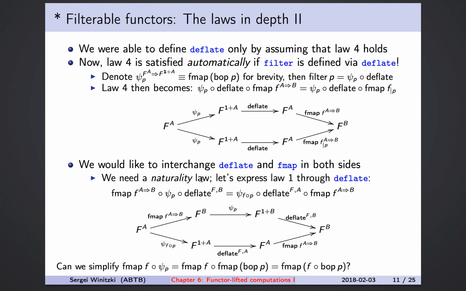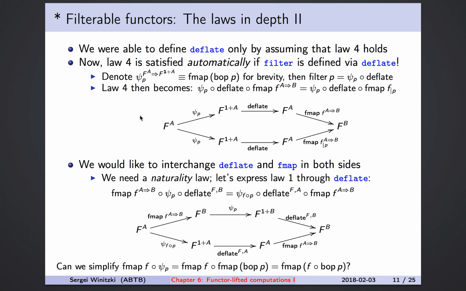So let us continue to analyze the laws of filterable, and we notice that we were able to define deflate out of filter only by assuming that law 4 holds for filter. The interesting thing that we will find now is that if we define filter from deflate, law 4 will be satisfied automatically for filter. In other words, deflate only has 3 laws. This is a very interesting observation, and perhaps unexpected. Let me now show how this is derived.